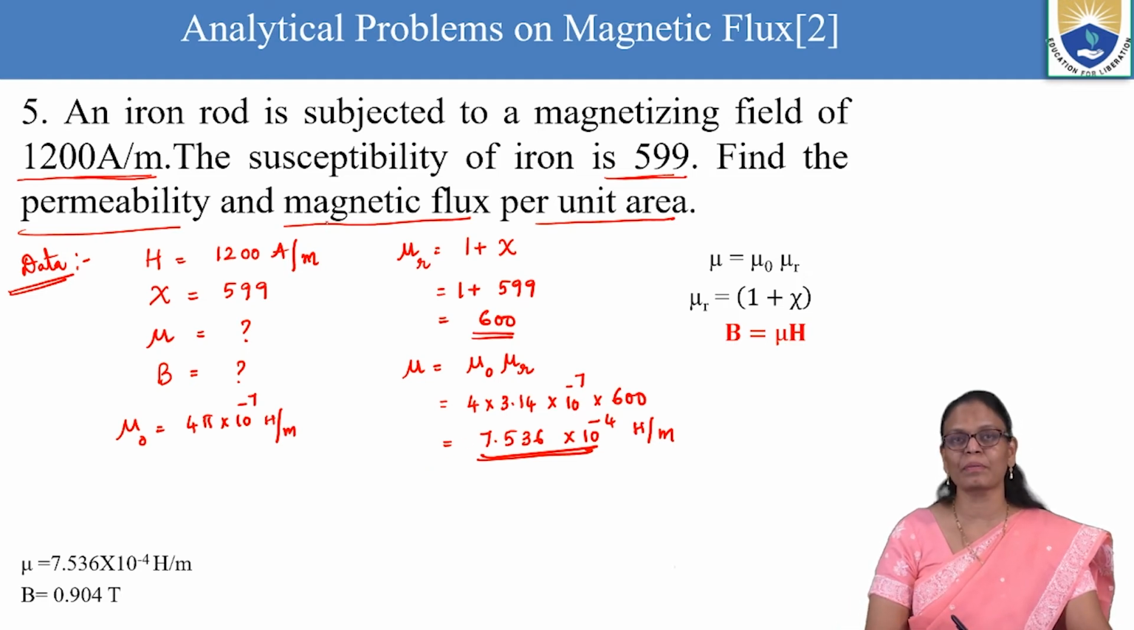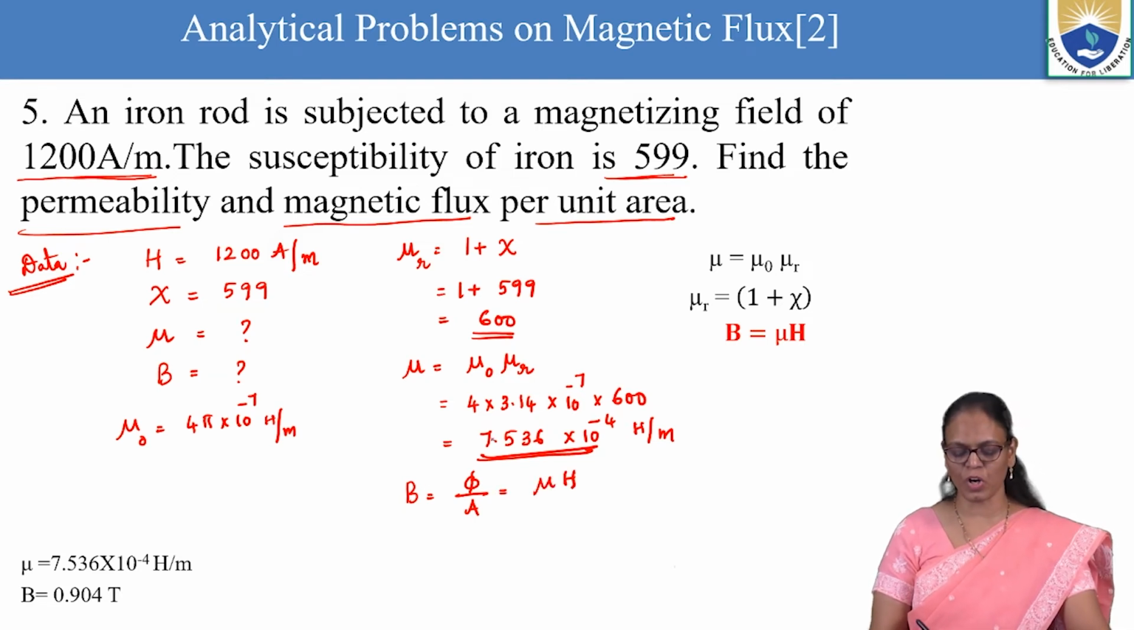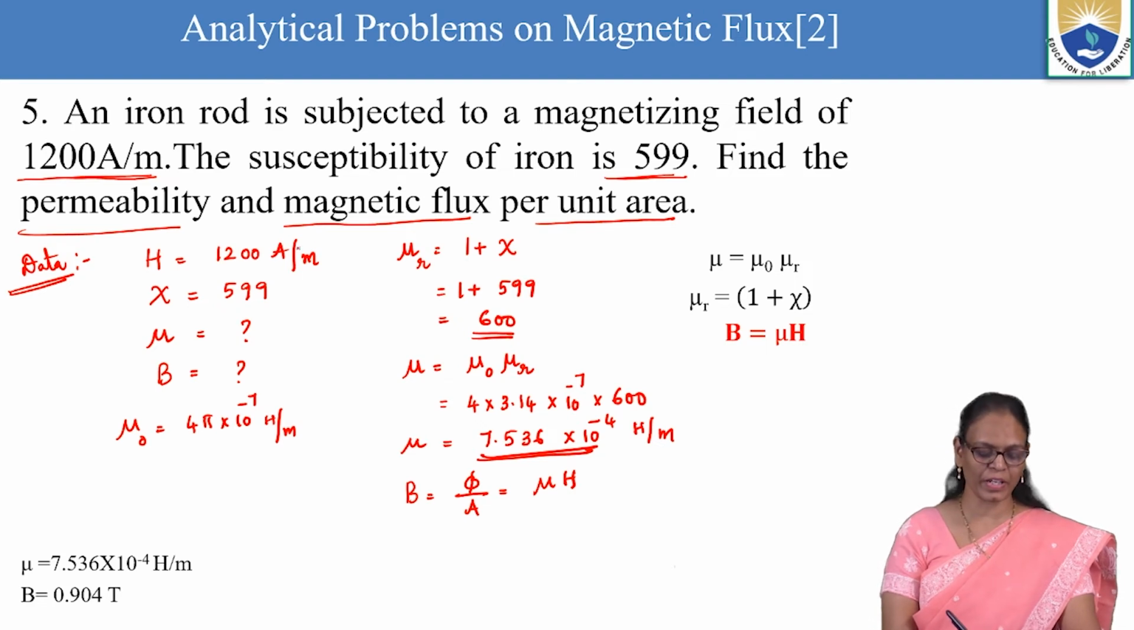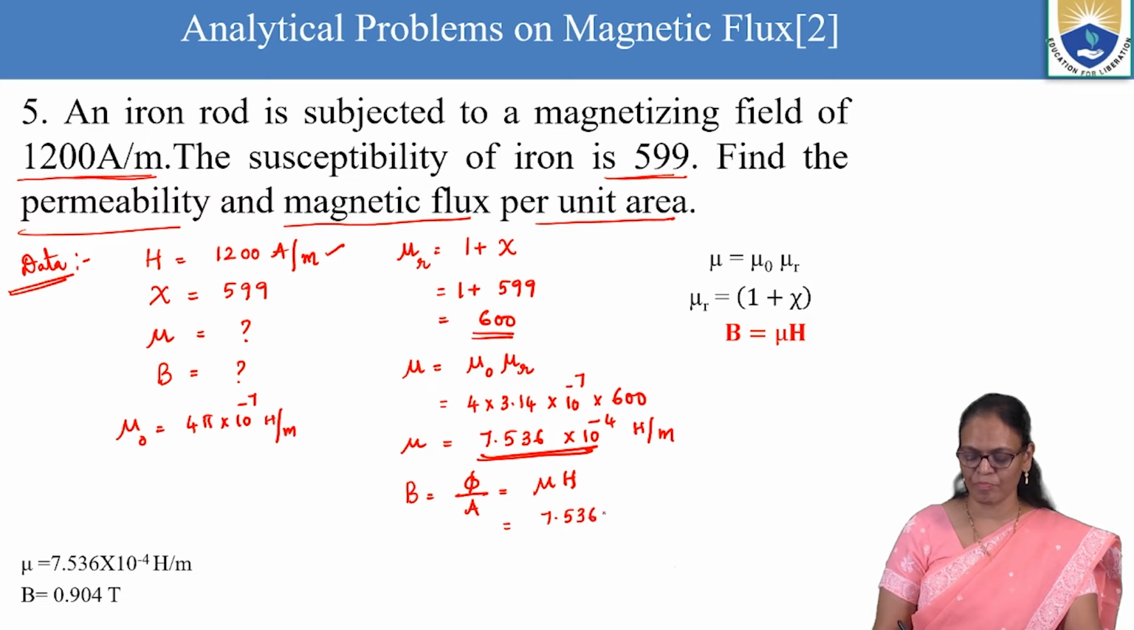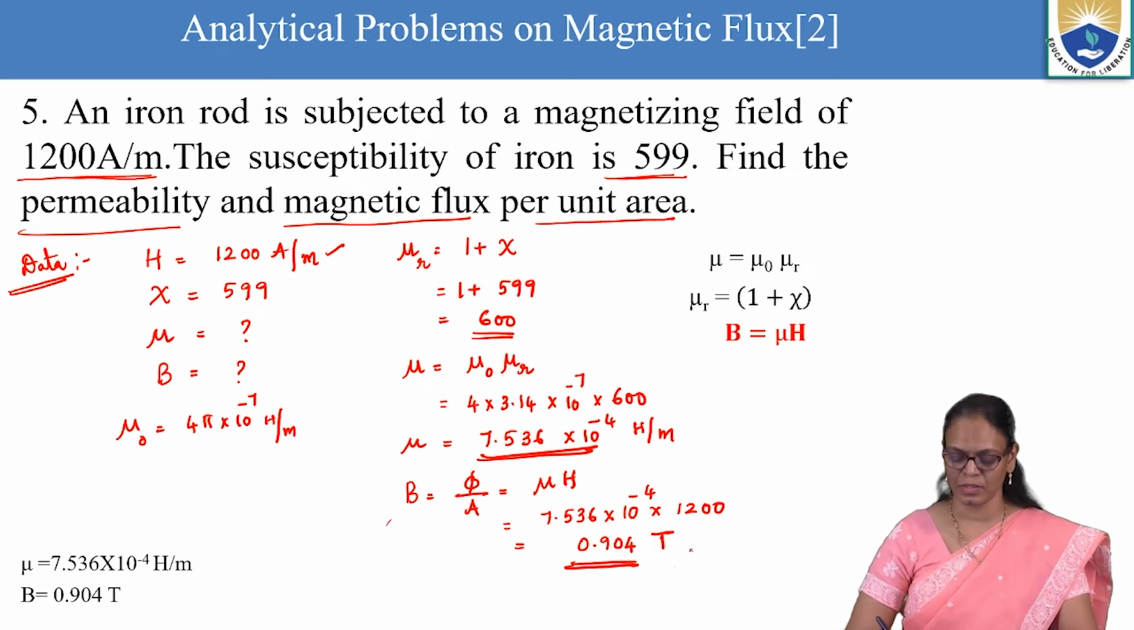Once we get the permeability, we can find the magnetic flux per unit area. So B is equal to phi by A, and B is equal to mu into H. We have got the value of mu here and we are given H. So just substitute 7.536 into 10 power minus 4 into H, which is 1200. This gives us 0.904 Tesla. So the unit for the magnetic induction is Tesla: 0.904 Tesla.